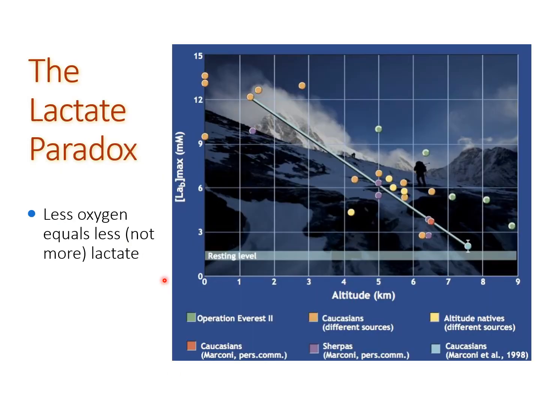So we can see here, this is the lactate paradox. And we know now that beyond that 4,000 meter stage, we see this decrease in lactate. So they talk about your lactate levels here in millimoles, and we've got the altitude in kilometers. So 4,000 meters would be about here, and you can actually see that lactate's fairly high here. And then we see this massive drop off at these increased altitudes.